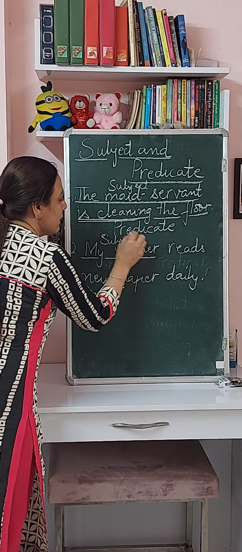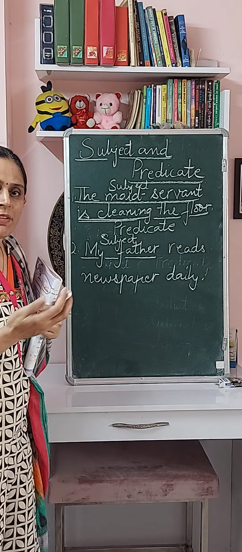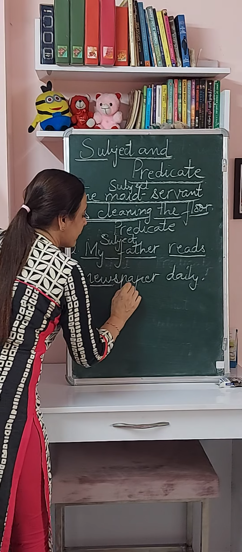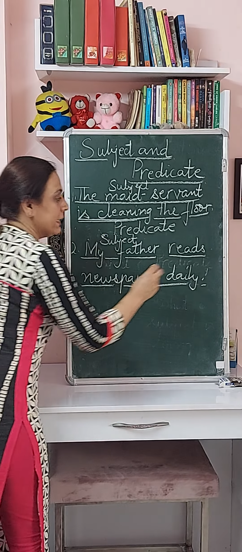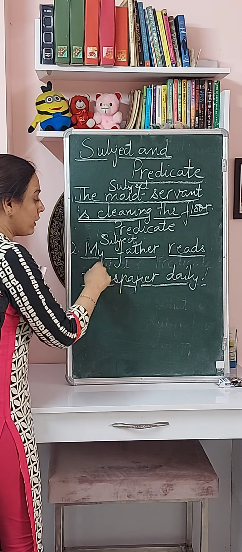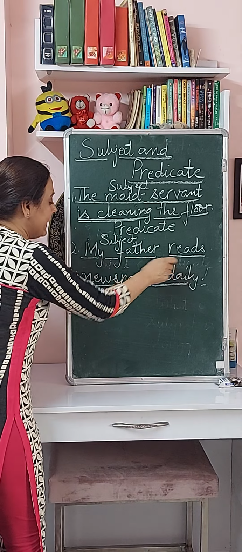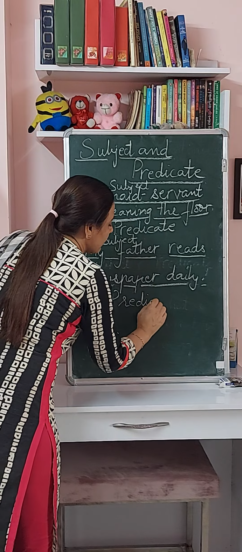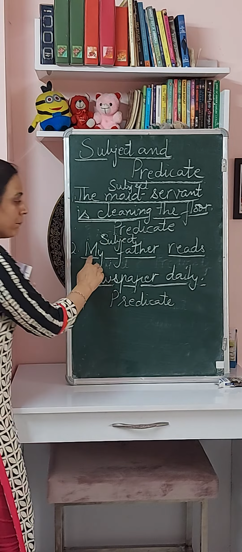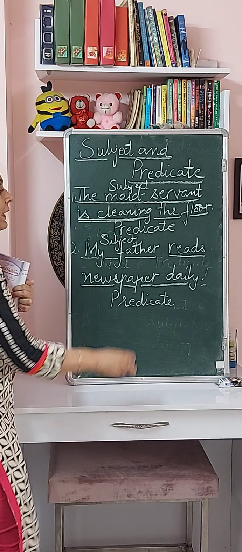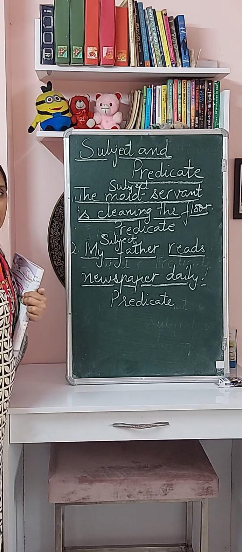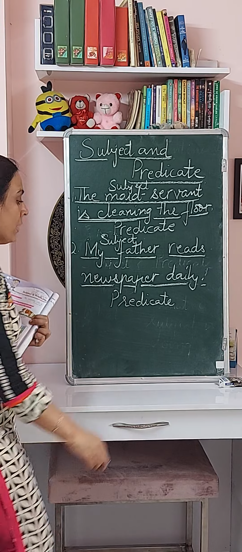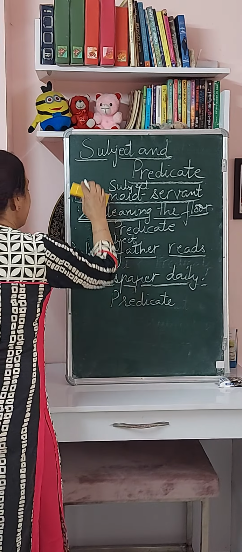Now what does my father do? He reads newspaper daily. Reads is the verb over here. So what does the father do? He reads newspaper daily. It will be the predicate. So in this sentence, my father is the subject, reads newspaper daily is the predicate. All right, I hope it is clear. Now moving on to the next sentence.